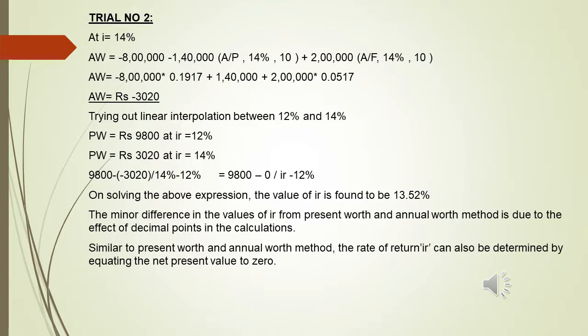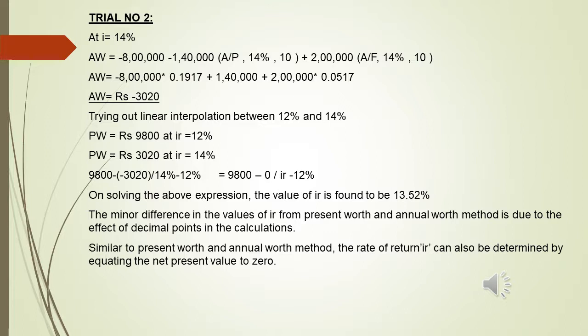So there is a minor difference in the values of IR from the first method, the present worth method, and the annual worth method, due to the effect of decimal points in the calculation. So very slight difference you have. There you got 13.55%. Here you are getting 13.52%. So similarly, you will get almost the same values in either of the methods.